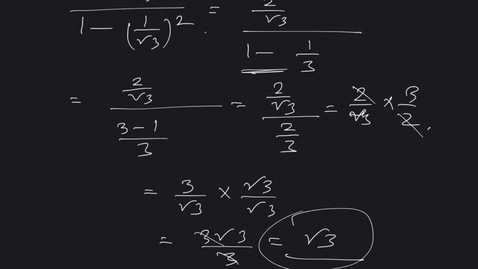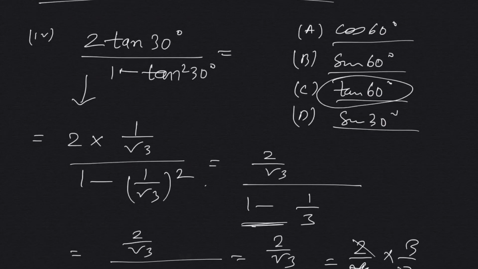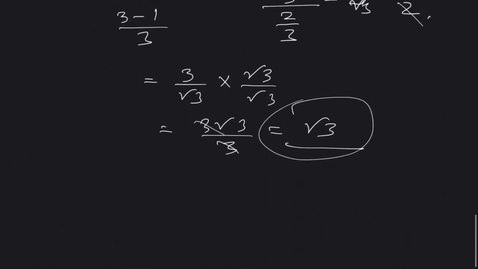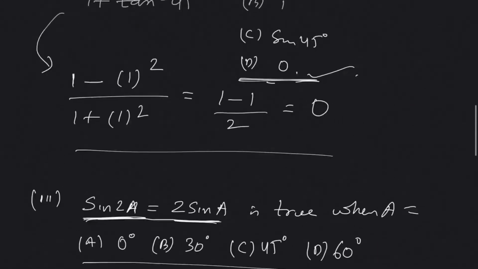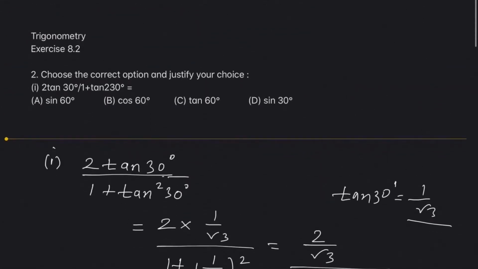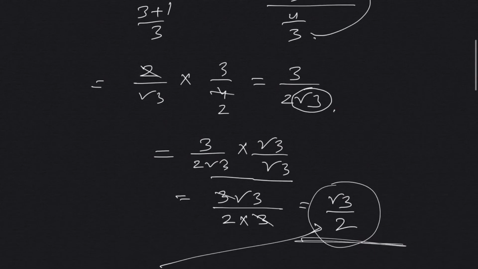So the answer is root 3. Which one of these is root 3? That is the question. If you remember, root 3 is tan 60 degree. So the answer is option C. That is the answer. So this is how you solve the questions from exercise 8.2 under sub question 2. In the next video, we'll solve the answers for questions 3 and 4.